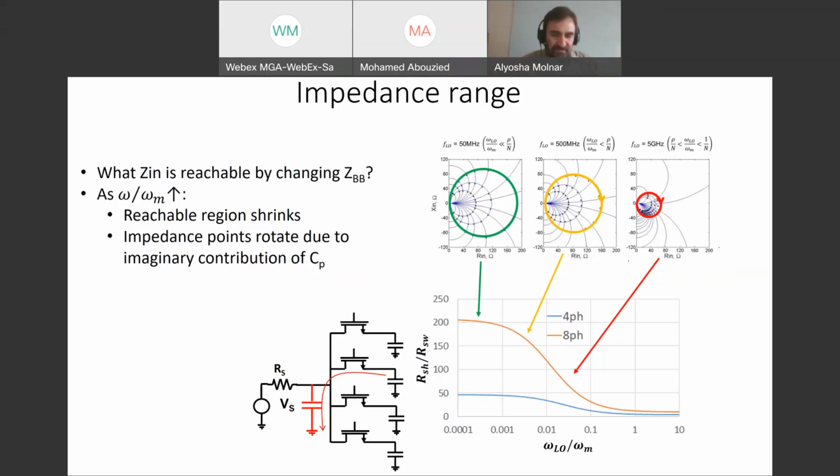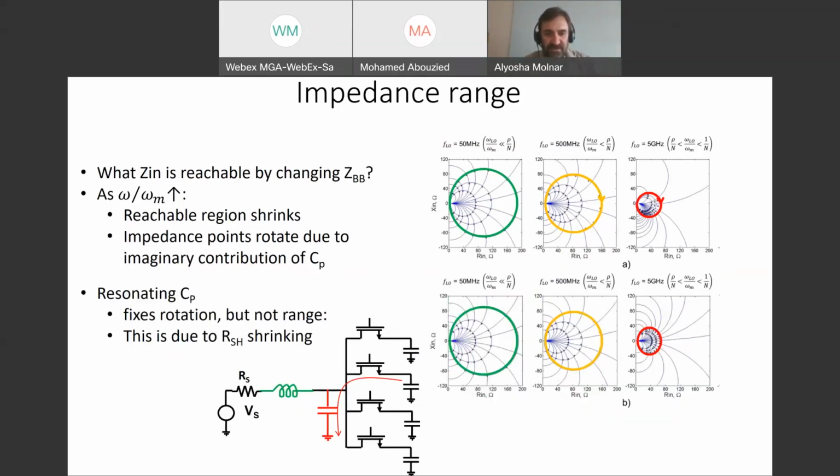Now, if you see a capacitor messing you up on your input, the first thing you want to do is add an inductor to try to resonate it out, and you can do that. And you'll notice when I do that, I see that the rotational effects go away. I've basically canceled the in-band effect of that capacitor, but the reachable impedances are still about the same. And that's because the effect on our shunt due to harmonic losses has not been helped by that inductor. It's still just shunting straight through the capacitor. And so as I go to higher frequencies, I just basically can't hit as wide a range of impedances.